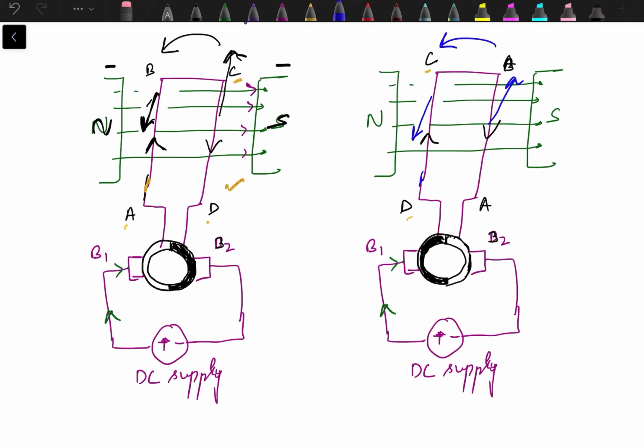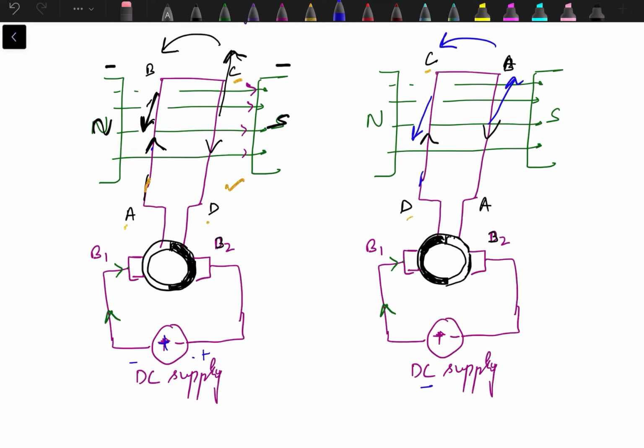So we can reverse the direction of rotation if we just change the supply terminals. If this terminal is connected to negative and positive, obviously there is the reverse direction of flow of current through the armature, and that will lead to opposite direction of rotation. So this is how a DC motor operates.